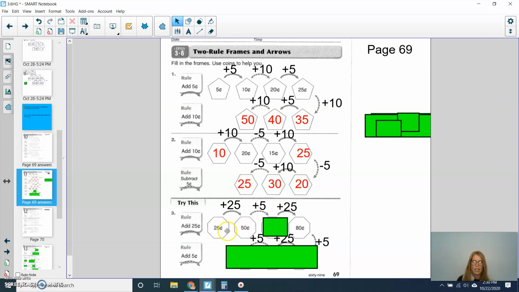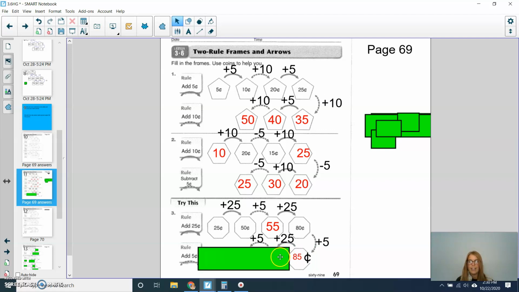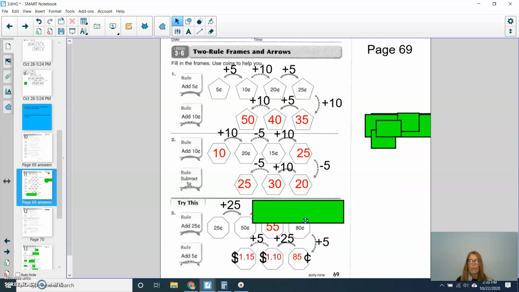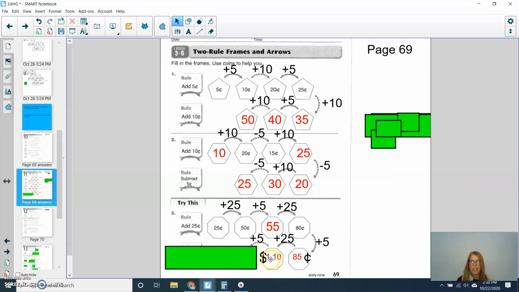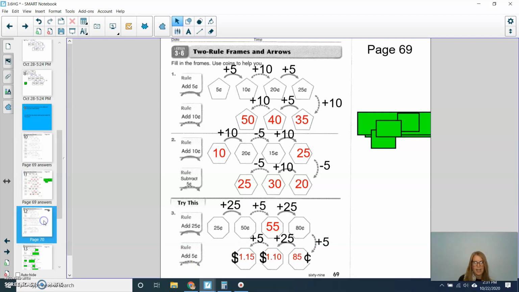For the last one on this page, I'm either adding 25 whenever I see the dark line, or I am adding 5 whenever I see that dashed line. So if I'm at 50 and I'm adding 5, I would have 55. Then they give me the plus 25, which brings me to 80. Then 80 plus 5, I would have 85. 85 plus 25, so I know 85 plus 5 would get me to 90. And then 90 plus 20 more, I would have $1.10. So I'm going to write that with my 1, decimal point, 10, and then put my dollar symbol in front of that. And then plus 5 more cents would get me to $1.15.